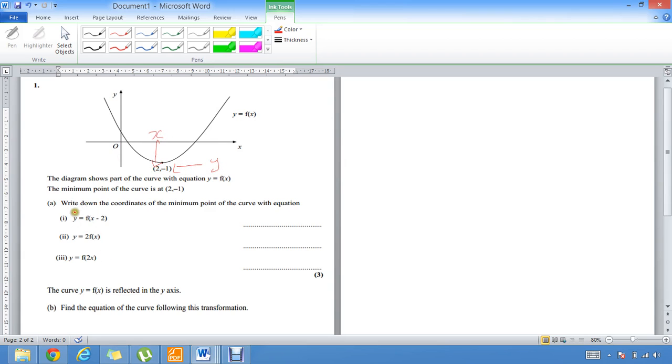Now the question is asking you, write down the coordinates of the minimum point of the curve with the equation f of x minus 2. So if you remember the rules, if I had f of x minus 2, the first thing you have to ask yourself is, is it inside the bracket? The answer is yes. So which axis will it affect? It will affect the x-axis.